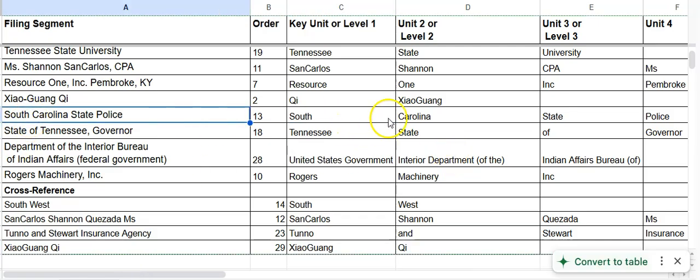Next we have South Carolina State Police. This can be indexed as written. That brings us to the next one, State of Tennessee Governor. So in these cases, when we have state government offices or even just the governor, we need to put in the state first. So our key unit is Tennessee. Unit 2 is State, unit 3 is of, and then finally the last unit here would be Governor. That's because the name of the actual state is more important than the words state of.